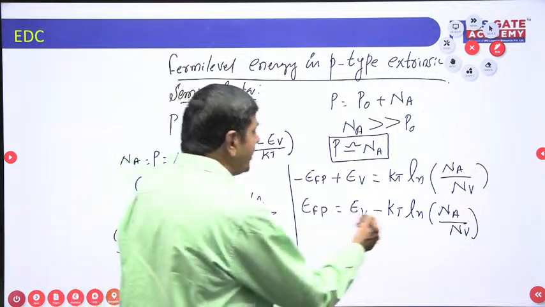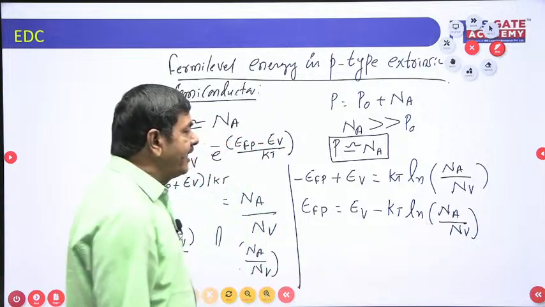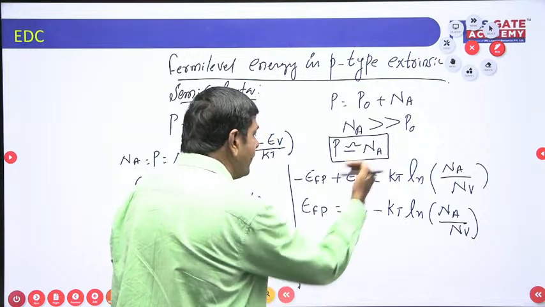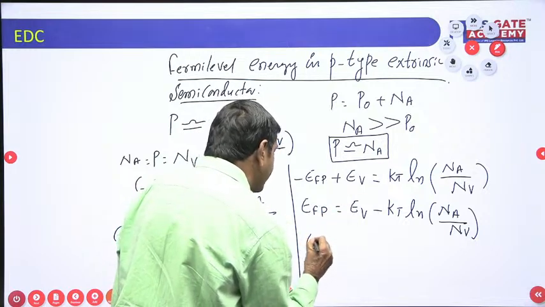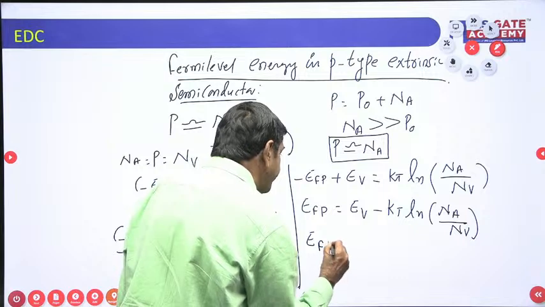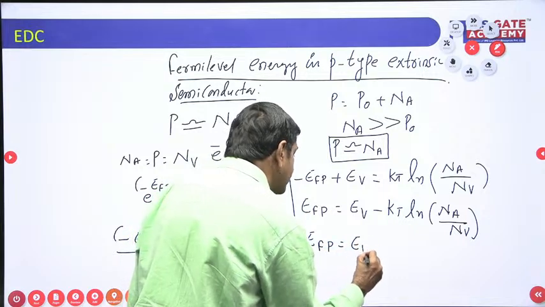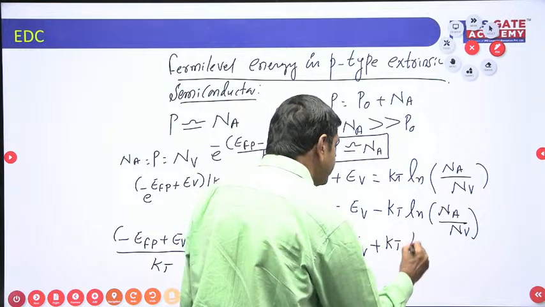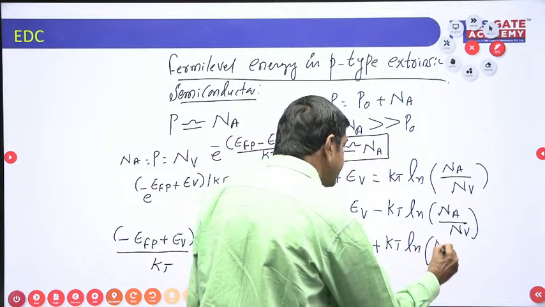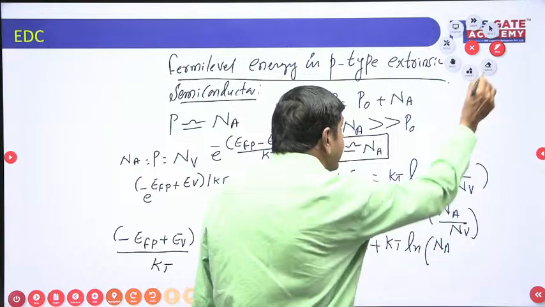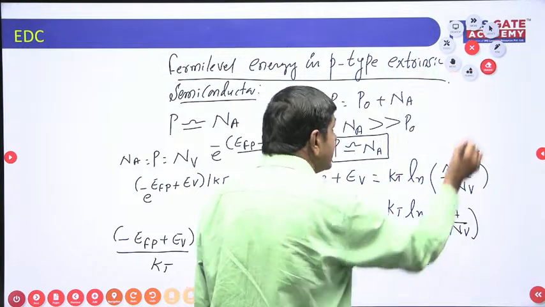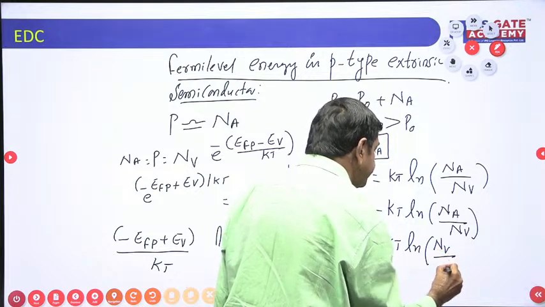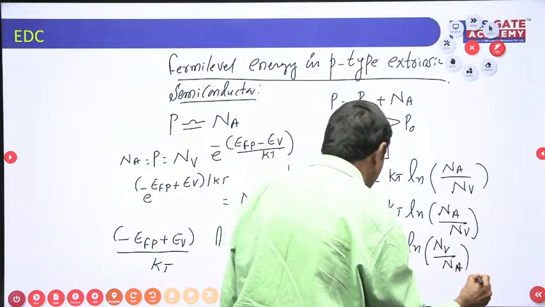But EFP equals EV minus KT into ln of NA by NV only now. And I can say this now, EFP must be above EV. Above EV means we can write like this now, EFP equals EV plus KT into ln of NV by NA. So, by using this formula, you can get the EFP.